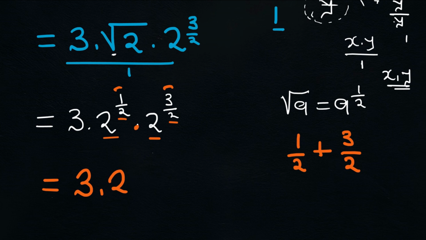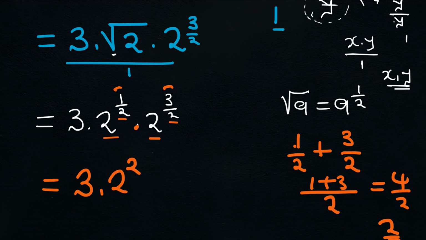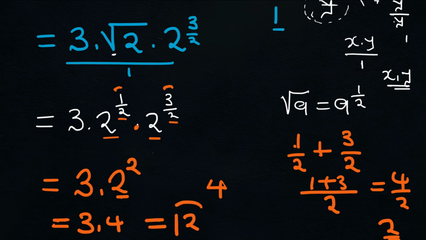And then we know that here we've got the same denominator. 1 plus 3 is going to give us 4 over 2, which is basically 2. So this is going to be 3 multiplied by 2 to the power of 2. And we know that 2 to the power of 2 is 4. So this is going to be 3 multiplied by 4, which is going to give us 12. So in this case, 12 is our final answer.